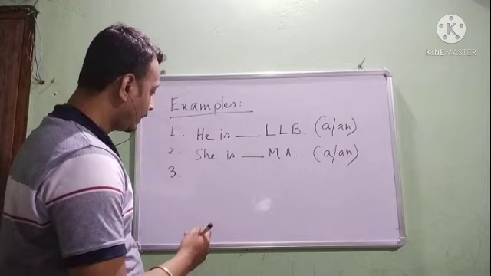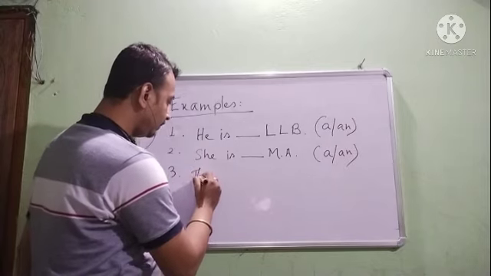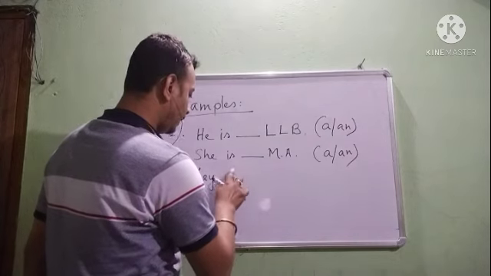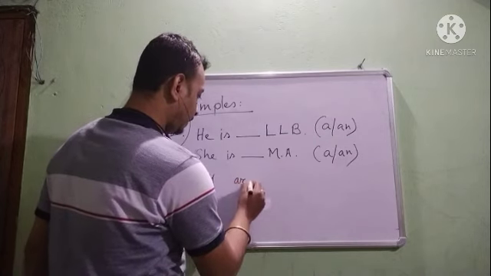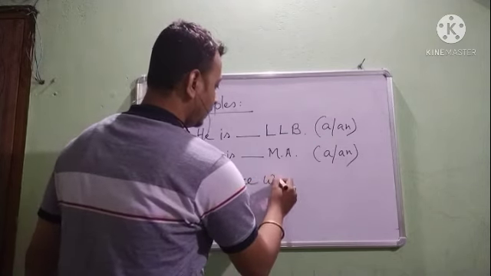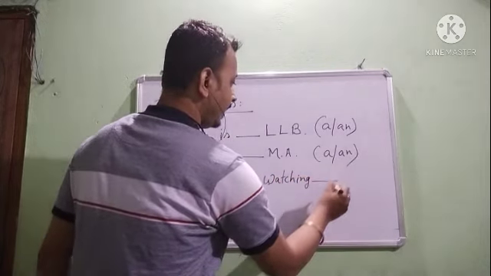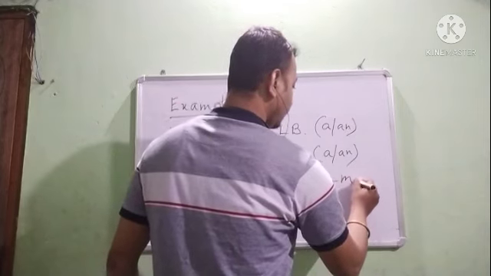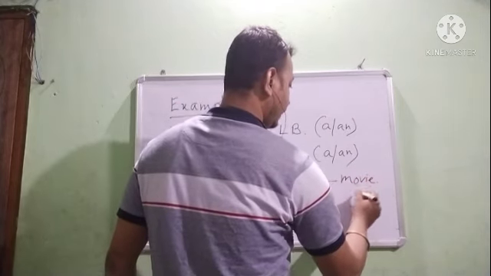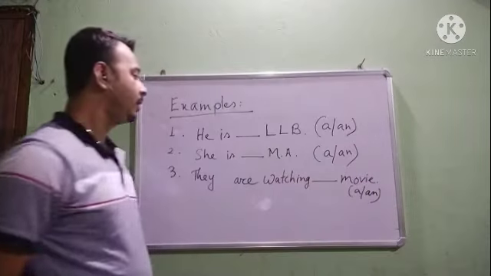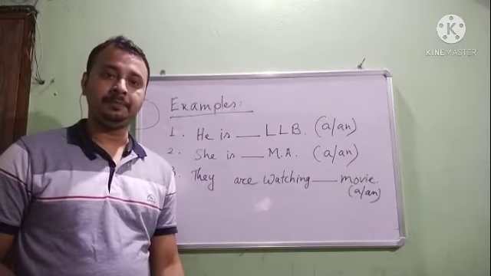Number three, they are watching this movie. You have to use A or AN here. So let's take these three examples.